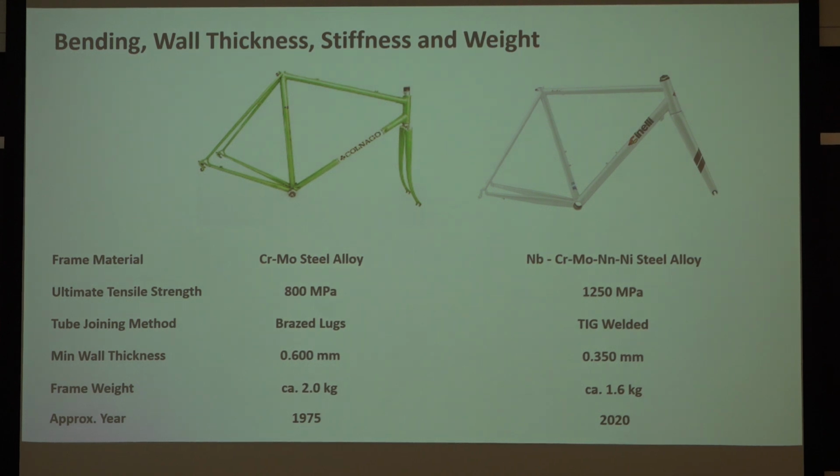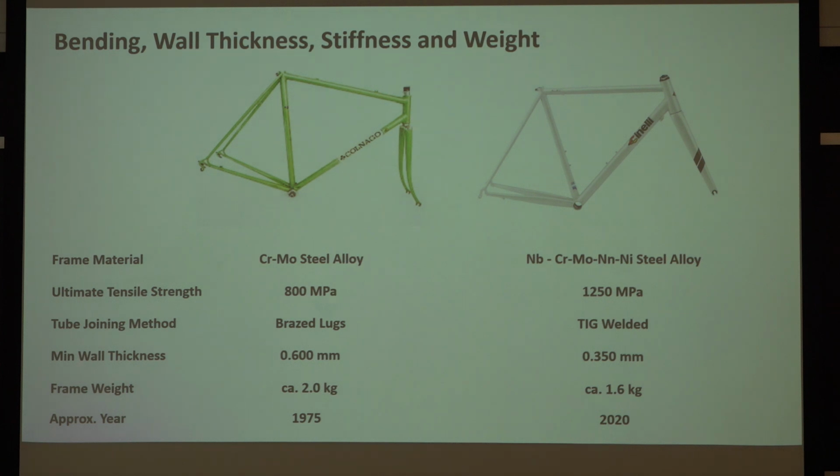They're able to go to much thinner wall. They're able to go down to 350 microns, 0.35 millimeters. And the ultimate tensile strength of this material is dramatically higher. It's 1.25 gigapascals, much stronger material. And actually, this frame weighs 1.6 kilograms, so there's a substantial weight savings there. And the frame on the left, the white frame, actually is a lot stiffer than the frame on the right.